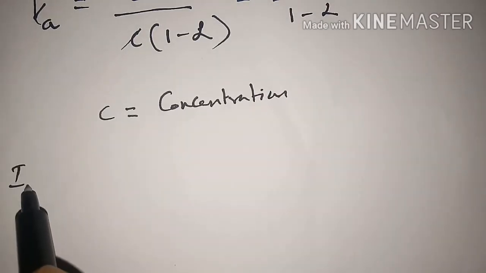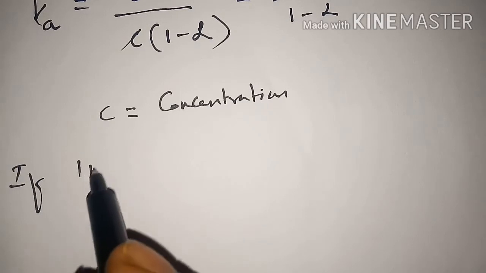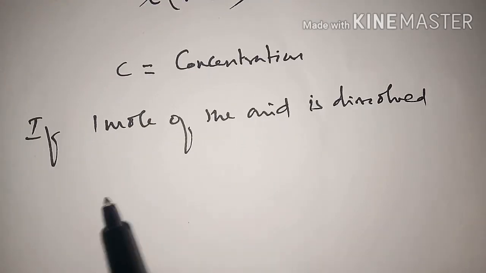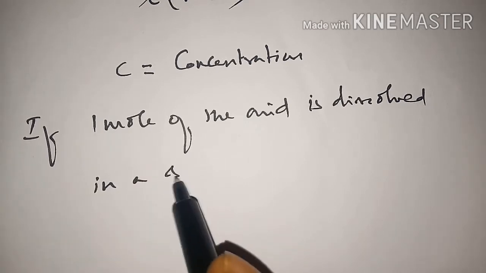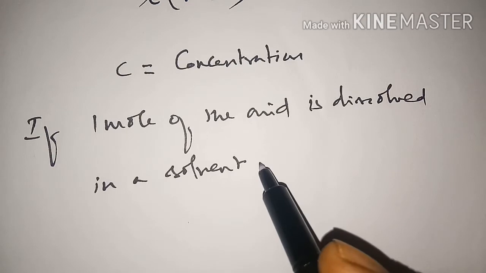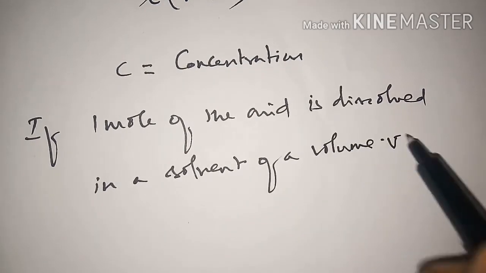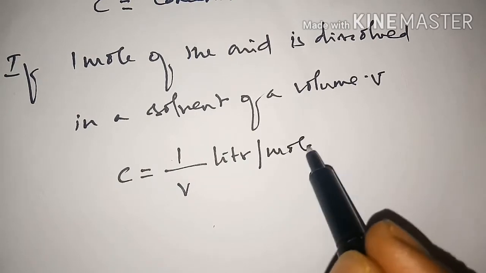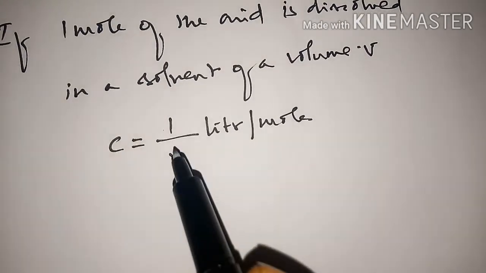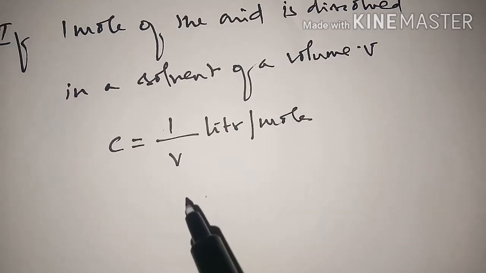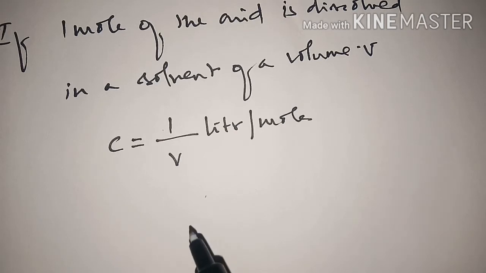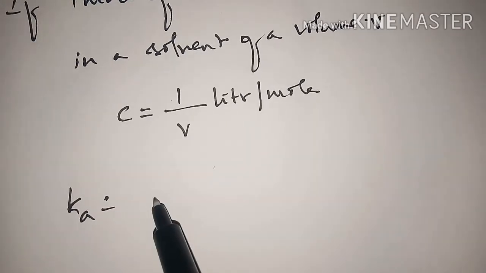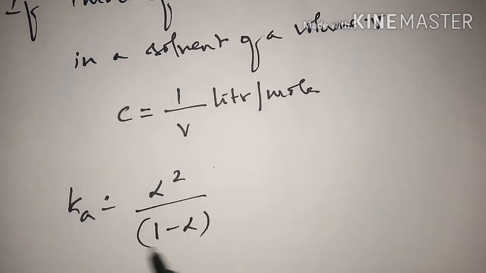Suppose 1 mole of the acid is dissolved in a solvent of volume V. Now the concentration will be 1 by V mole per liter. Substituting that for C, we get Ka equals 1 by V times alpha square divided by 1 minus alpha, that is, alpha square divided by (1 minus alpha) V.